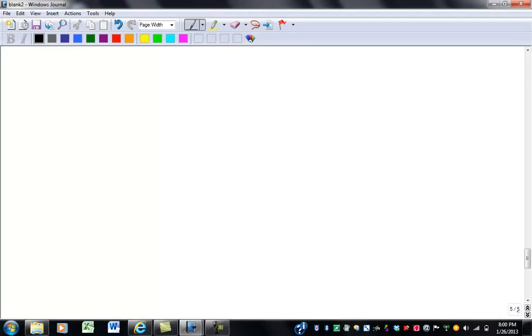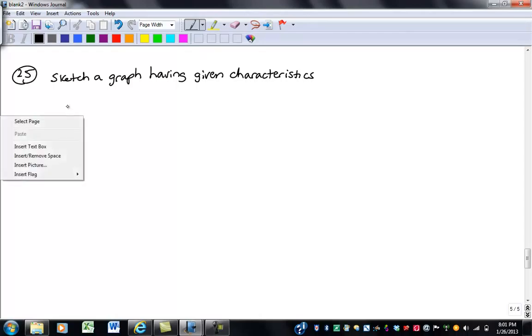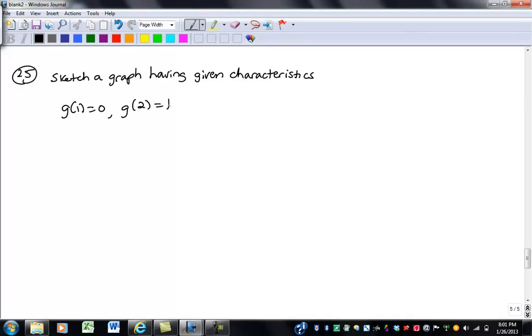So here's number 25. And it wants us to draw a graph. So sketch a graph having the following characteristics. So 25, g of 1 is 0, g of 2 is 1. g of 3 is negative 2.